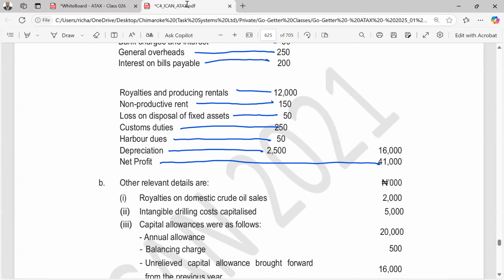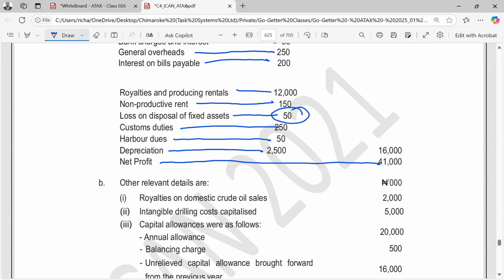Loss on disposal of fixed assets. Now, this is not allowed. Why? Because these fixed assets, this loss was not made from operations. This is sale of asset, which is not their business. So this 50, as well as this depreciation, are not allowed. So we'll go to custom duties.